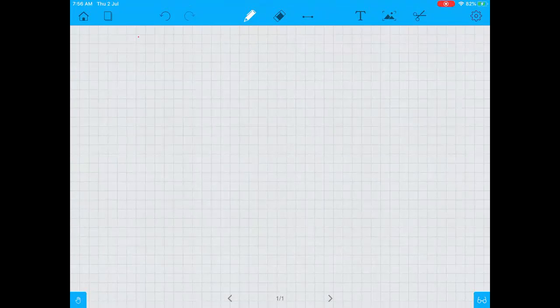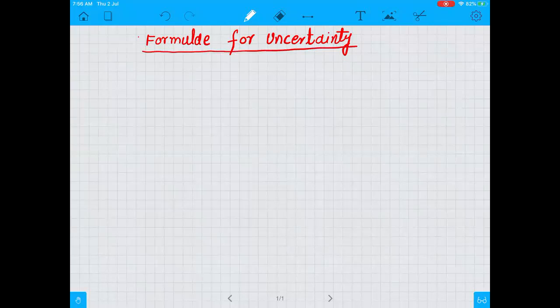Today we are going to cover the formulae for uncertainty. So right now we are going to cover the formulae for uncertainty.